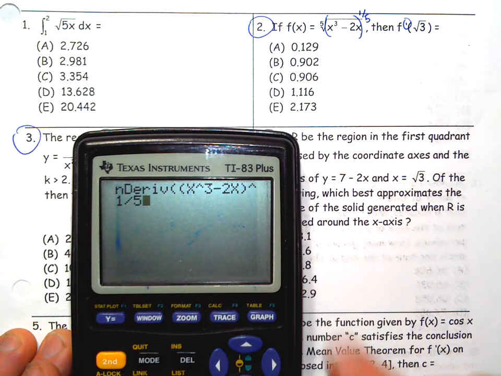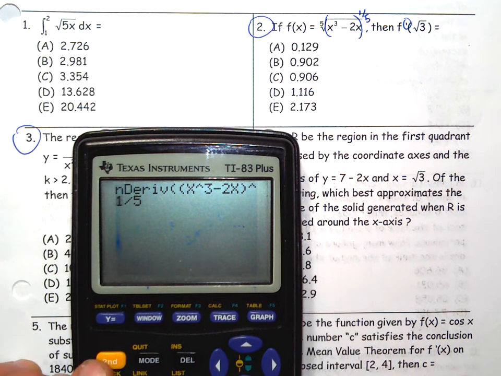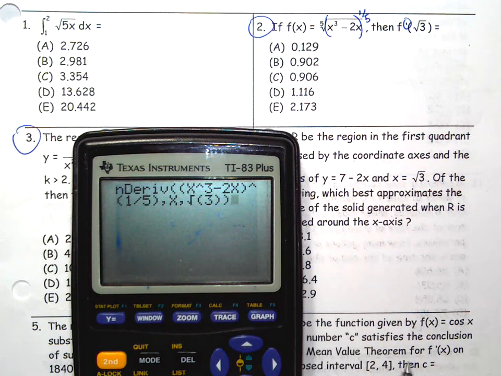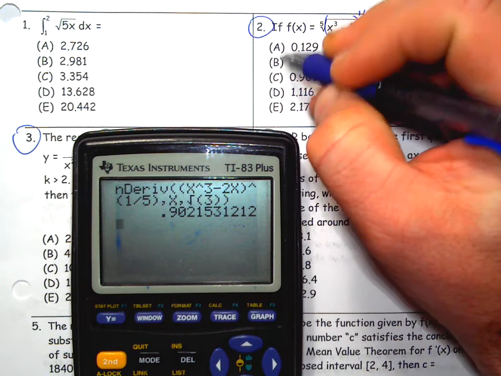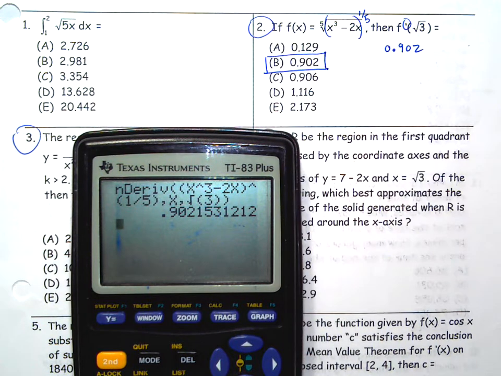It'll do raised to the 1 power, and then divide the whole answer by 5. So you got to put parentheses around it. Anytime you're raising something to an exponent that has more than just one number or one variable, you got to put parentheses around it, or you could write 0.2 if you want. So comma x comma square root of 3, and the answer is 0.902. Rounded or truncated to 3 decimals, it's actually the same.